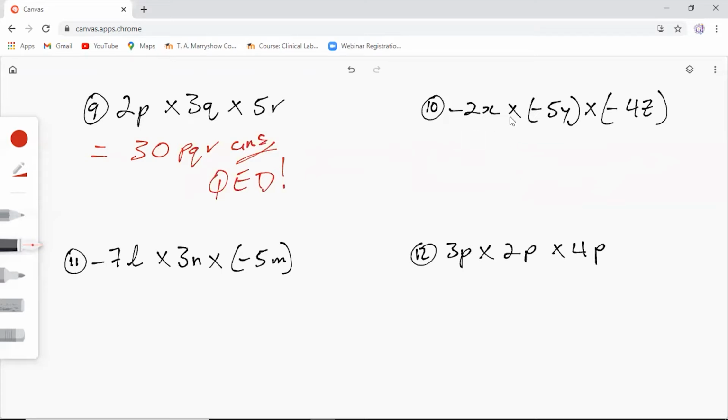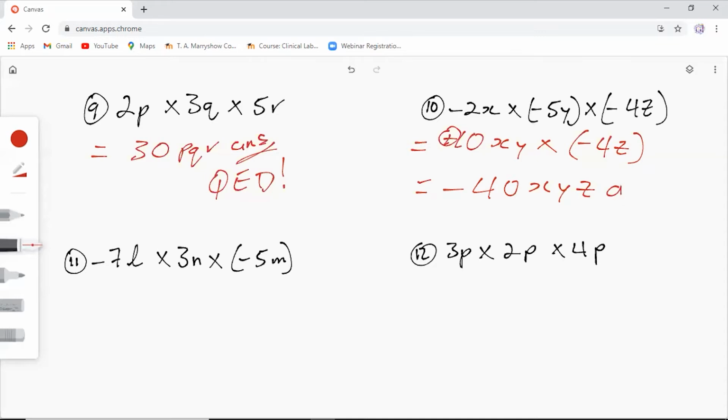Number 10, negative 2x multiplied by negative 5y multiplied by negative 4z. A negative multiplied by a negative is a positive. 2 times 5 is 10, so you get 10. x times y is xy, 10xy times, we bring down the negative 4z. Then we have a positive, that's positive 10xy times negative 4z. Positive multiplied by a negative would give us a negative. So we get negative, 10 times 4 is 40, negative 40. xy times z is xyz. So our answer is negative 40xyz.